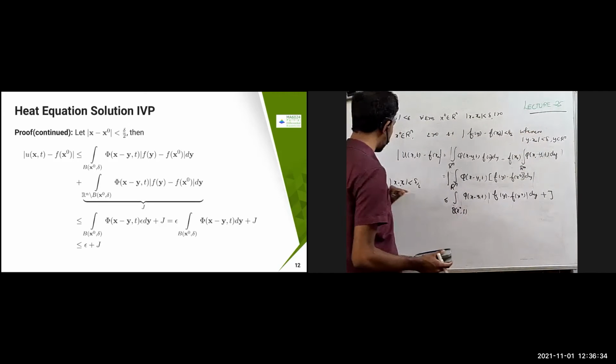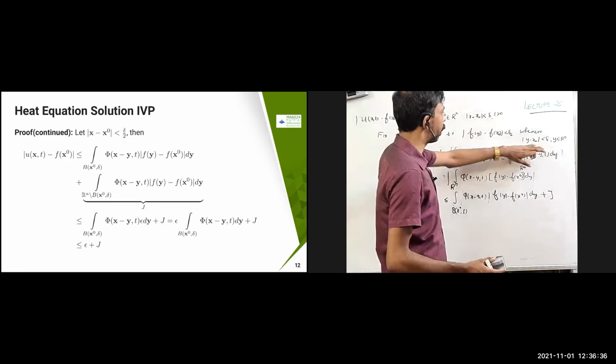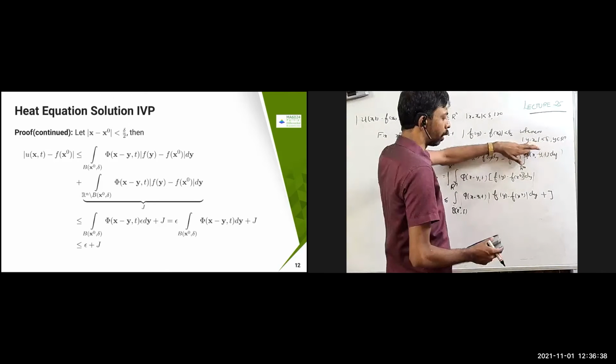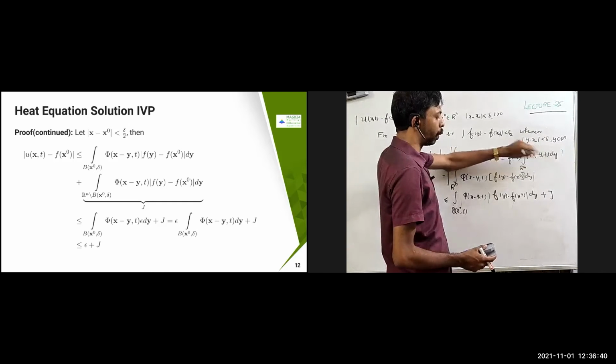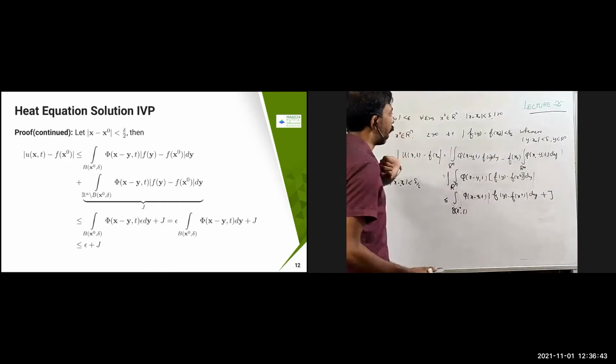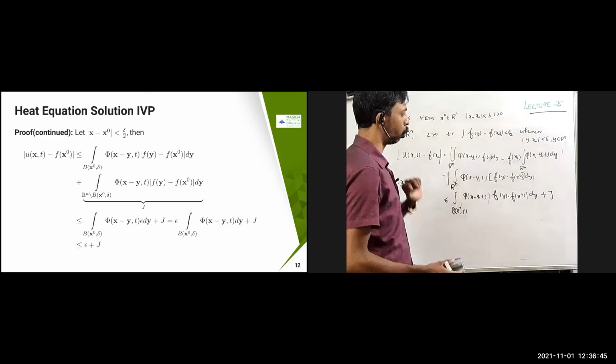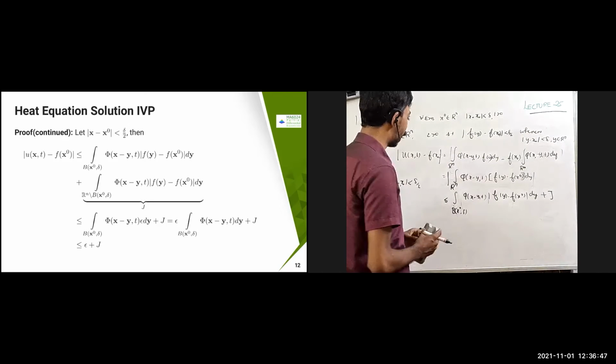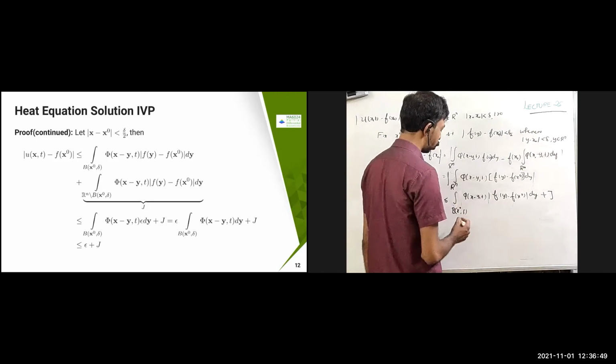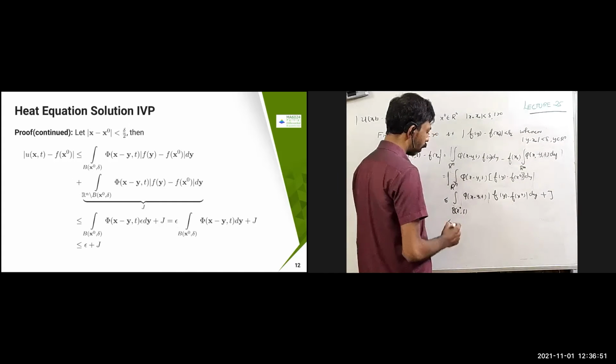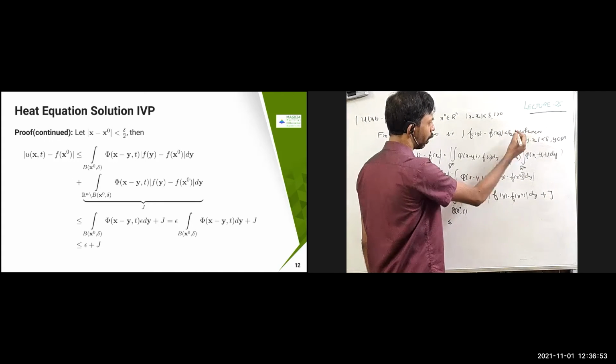So I have chosen modulus of x minus x naught less than delta by 2 so that this is going to be there. Y minus x naught is less than delta is going to come whenever y belongs to B of x naught comma delta. So therefore, this is going to be true. So I can write it as epsilon by 2, or I can just put epsilon here, because epsilon by 2 is still less than epsilon.